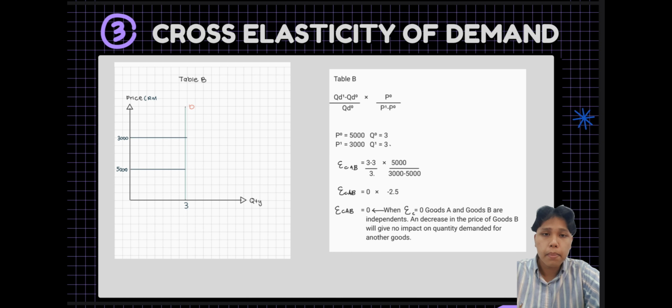We move to table B. The cross elasticity is 0. The price of the product is decreased while the quantity demanded is held constant. Goods A and B are independent. A decrease in the price of good B will have no impact on the quantity demanded for the other good.